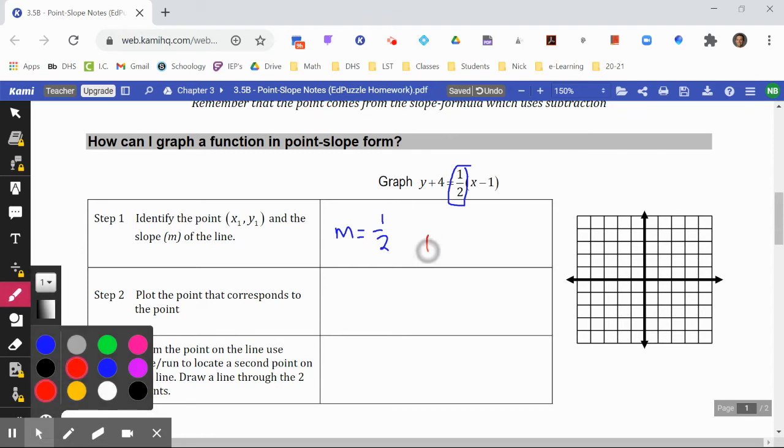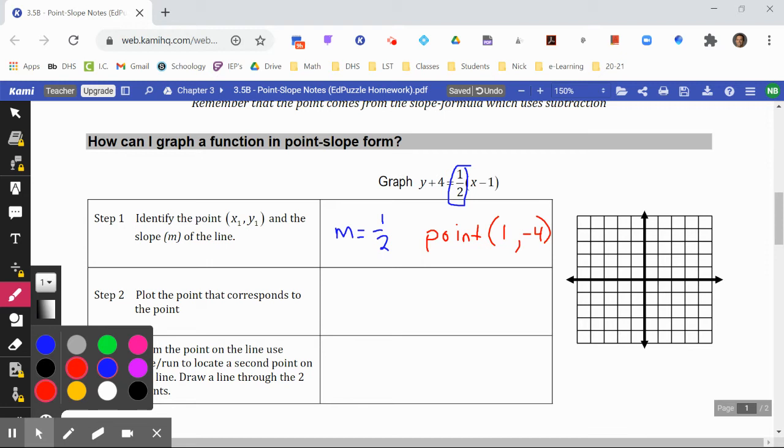All right, so now for my point. Again, it's x comma y. So I'm going to look for my x value first. X minus 1, so that's in the correct form. So my x value is positive 1. Now for my y, it says y plus 4. So now if I think opposite, it's going to be a negative 4 here for my y value. But really, it's y minus negative 4 that makes it look like y plus 4. All right, so first step, identify your point and your slope.